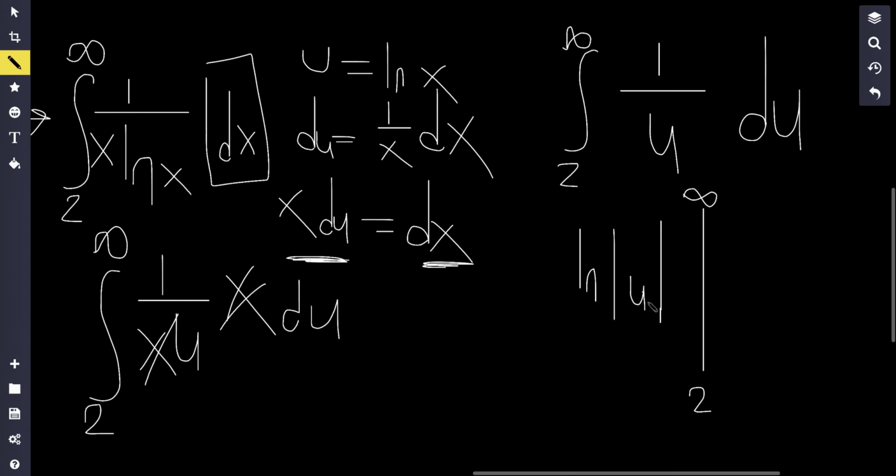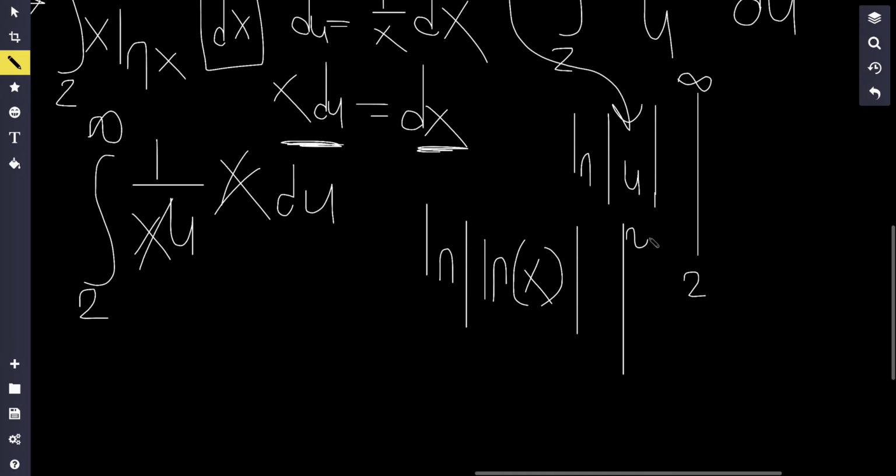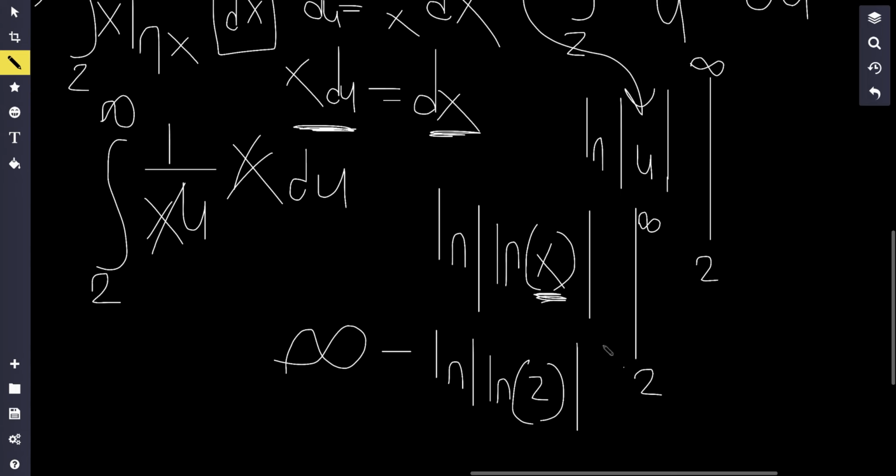Now, before I plug in my bounds, I have to make sure that I resubstitute ln of x back in here. So I'm going to get ln of the absolute value of ln of x. Okay, and we still have to evaluate this from infinity to 2. Now, what happens if I plug in a very big number into x? Well, this whole thing is just going to be really big, right? So all of this evaluated at infinity is essentially just infinity, and this is going to be subtracted by ln of the absolute value of ln of 2, right? Because then we plug in 2 in here.